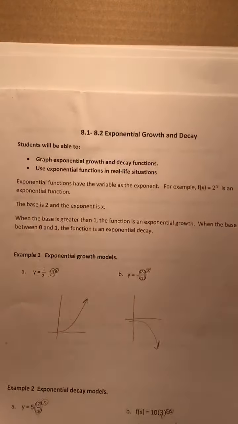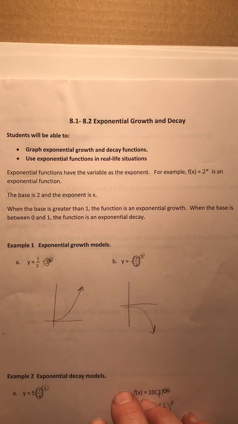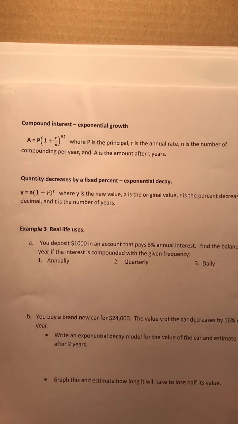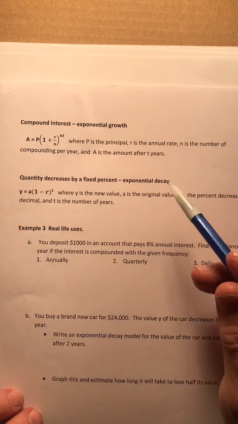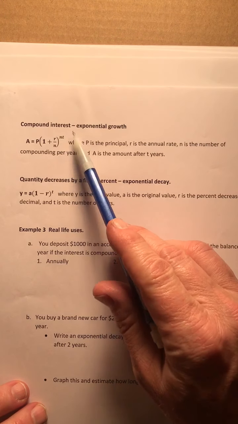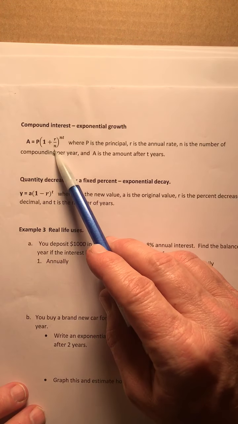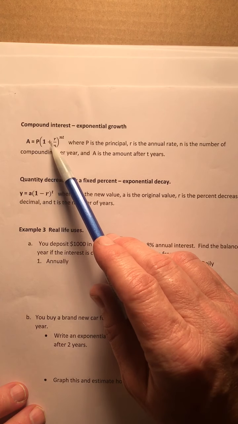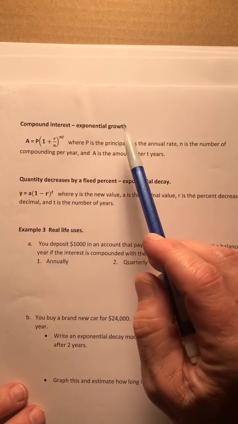All right, so in real life you are going to see exponential growth and exponential decay models. An example of an exponential growth model would be compound interest. This is your compound interest formula. A equals P times the quantity 1 plus r over n to the nth power.